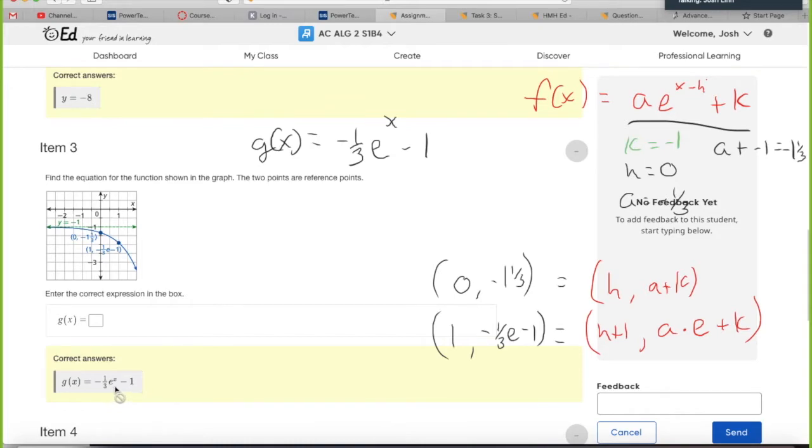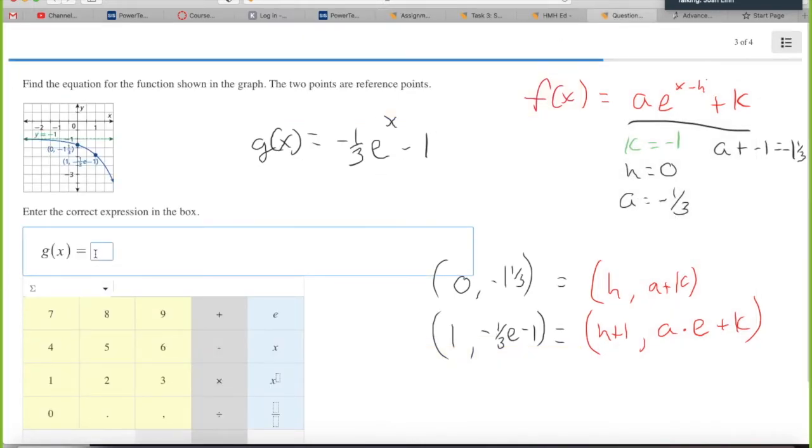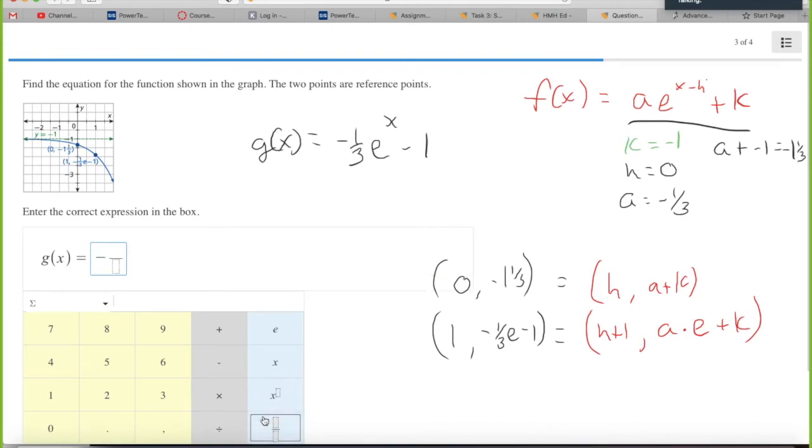Negative 1/3 e to the x minus 1. There you go. Too easy. Oh no. One-third e. Oh, pushing the e on the keyboard actually works. I didn't think it would. x out of the exponent minus 1. There you go.